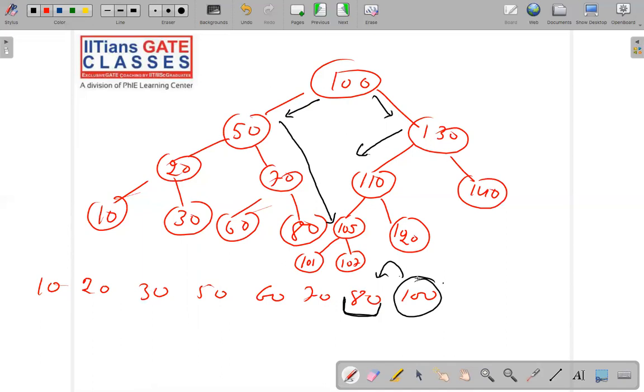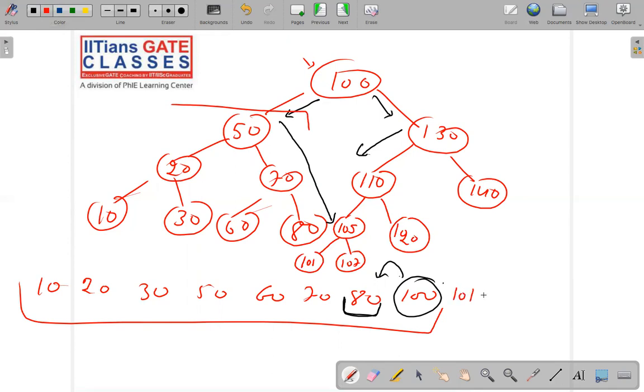Now do the in-order traversal again. Till here it will be the same because we haven't touched the left subtree and the root. After that, we will have the right subtree. Let's see what is the traversal after that. It will be 101, 105, 107, 110, 120, 130, and 140. This will be the remaining Inorder traversal.